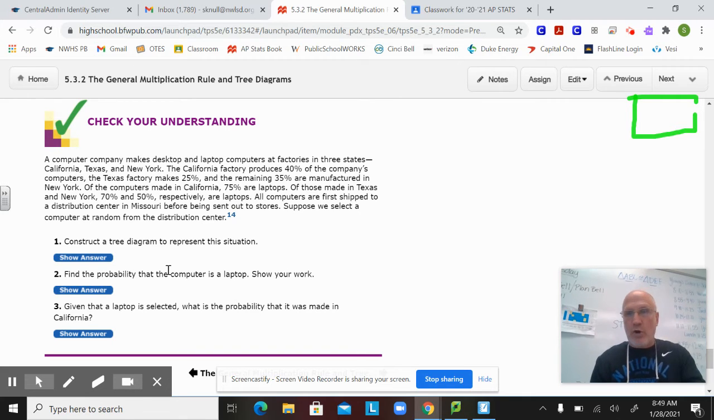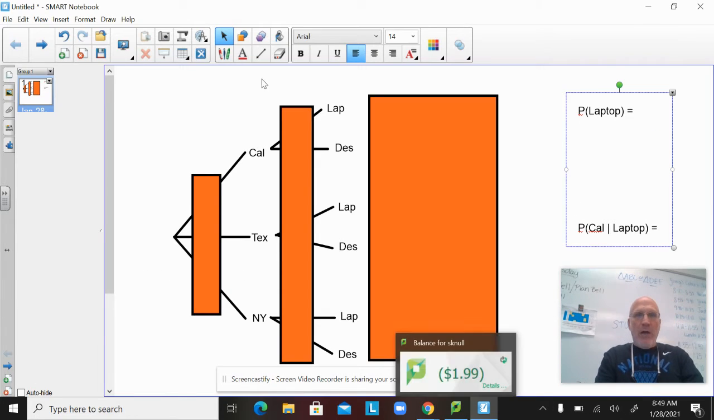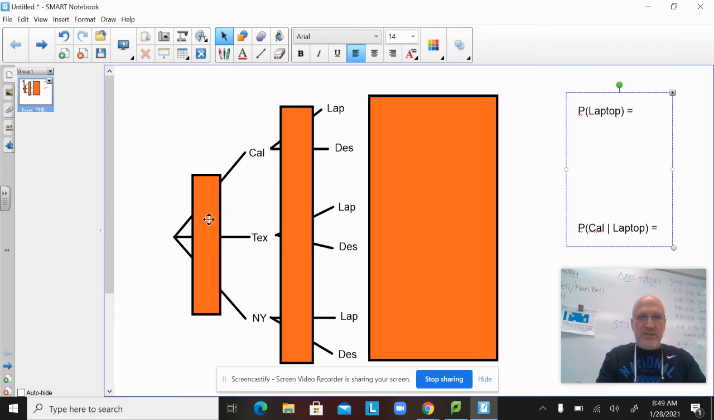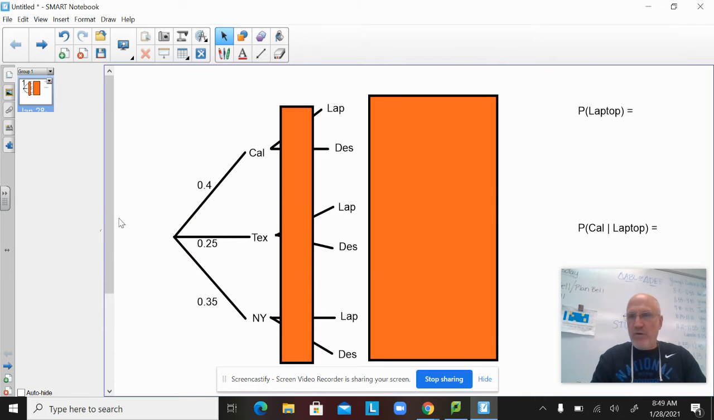I'm already going to start my tree diagram. I've already made my tree diagram here, just covered up some of the numbers. Let me get this out of the way. So there's my first set of branches. It said 40% are made in California, 25% in Texas, and 35% in New York. Those three add up to 1. That's just where they're made.